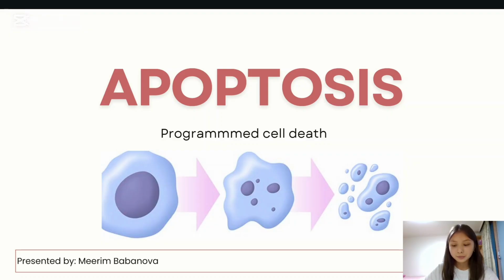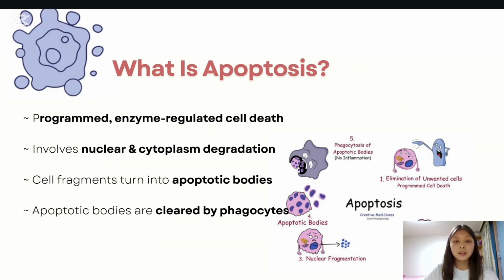So let's begin. What is apoptosis? Apoptosis is a programmed enzyme-regulated cell death that occurs mainly in multicellular and in some eukaryotic single-celled microorganisms. During apoptosis, a cell undergoes several characteristic changes, such as nucleus and cytoplasm degradation.